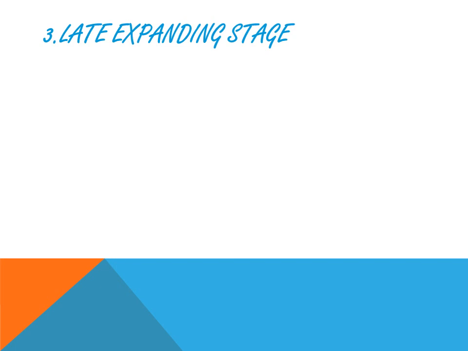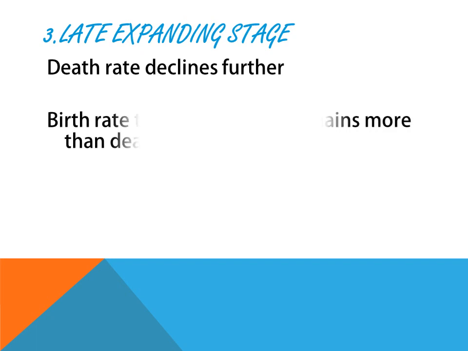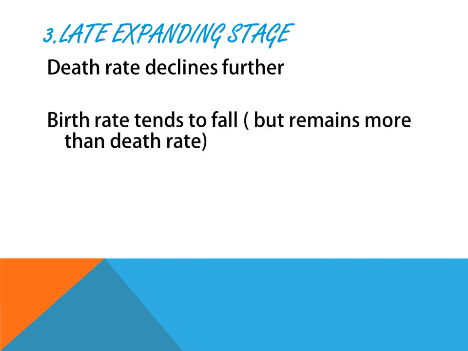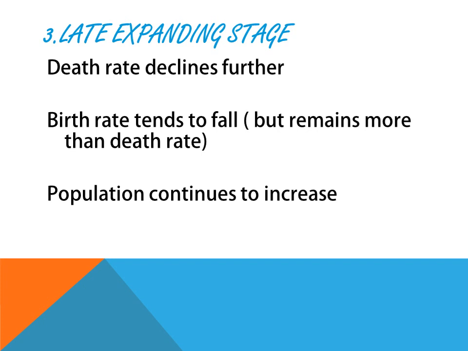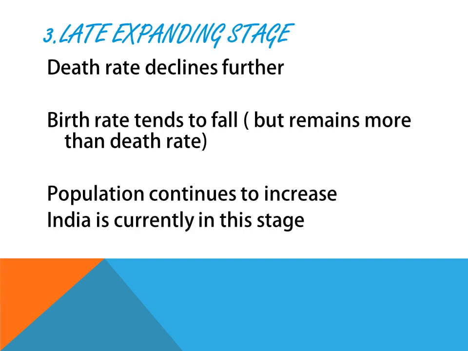Then there is the late expanding stage. This is the third stage. What happens in this stage? Death rates decline further. Even birth rate tends to fall, but it is still more than the death rate. So the population continues to increase in size. Presently, India, China, Singapore, they are in this phase. That's why the population of these countries is increasing.